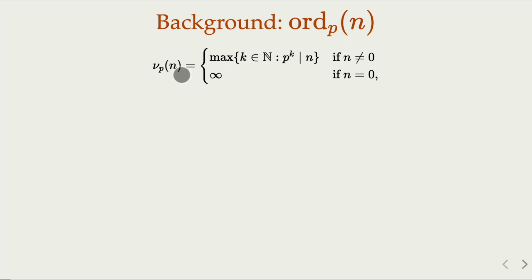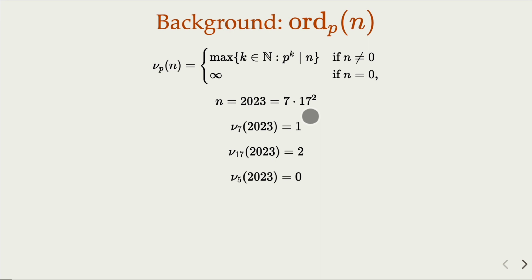So for example, in this case, n is 2023, which is 7 times 17 squared. When p is 7, the power is 1. When p is 17, the maximum power is 2. So we have this notation, which is going to be 1 for p equal to 7, and for 17, it's going to be 2. How about some other prime number? It does not appear here, so it's going to be 0, because if it's not a divisor, the maximum power is 0.